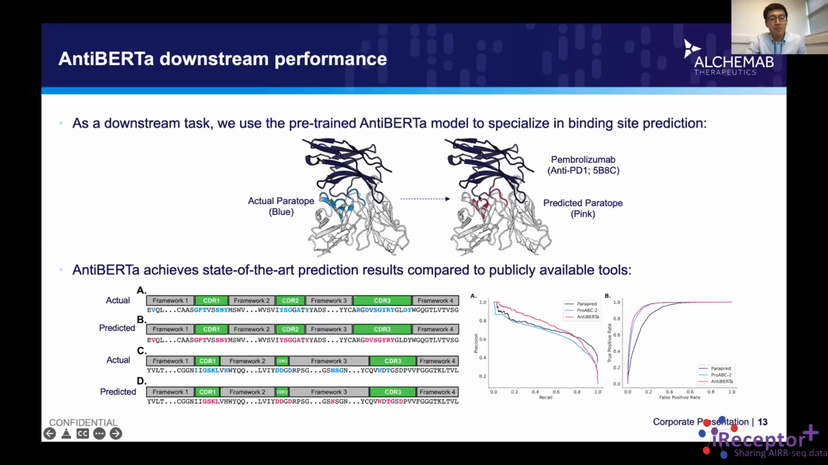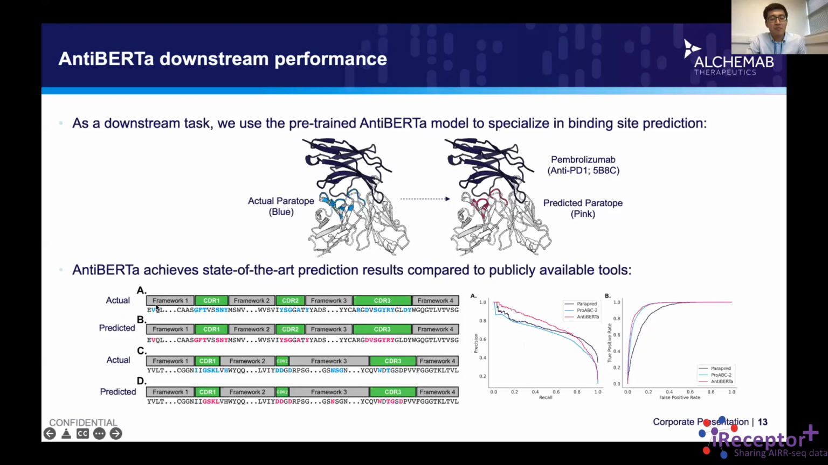And these are actual predictions from AntiBERTa for pembrolizumab. And you can tell that it's fairly close. Here we find that AntiBERTa does achieve state-of-the-art prediction results in comparison to already publicly available tools. And we have pretty good precision, recall and AUC. I won't go through those numbers. In particular, you can see them in our preprint.